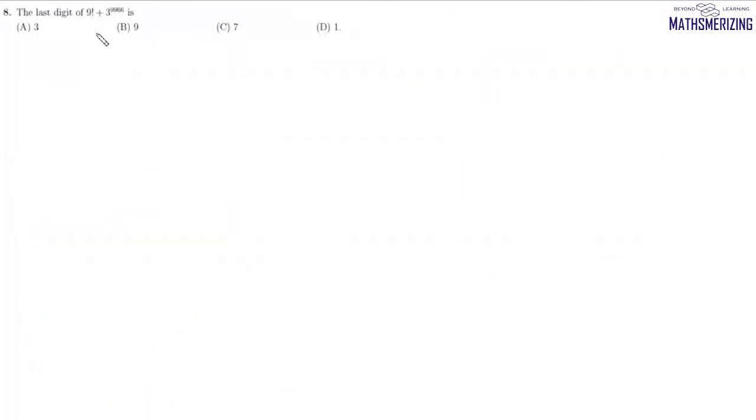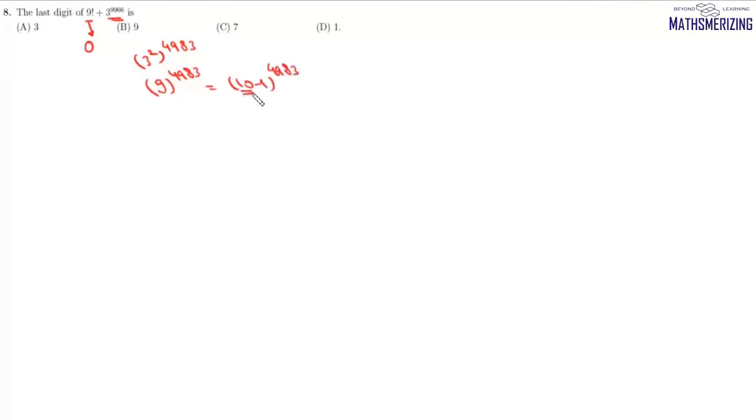Here the question is, find the last digit of factorial 9 plus 3 to the power 9966. Now factorial 9, we know that it has 2 into 5. So the last digit in this case will be simply 0. Now what about this? We can write 3 to the power 9966 as 3 square to the power 4983. So it will be simply 9 to the power 4983. Now we can write this as 10 minus 1 to the power 4983.